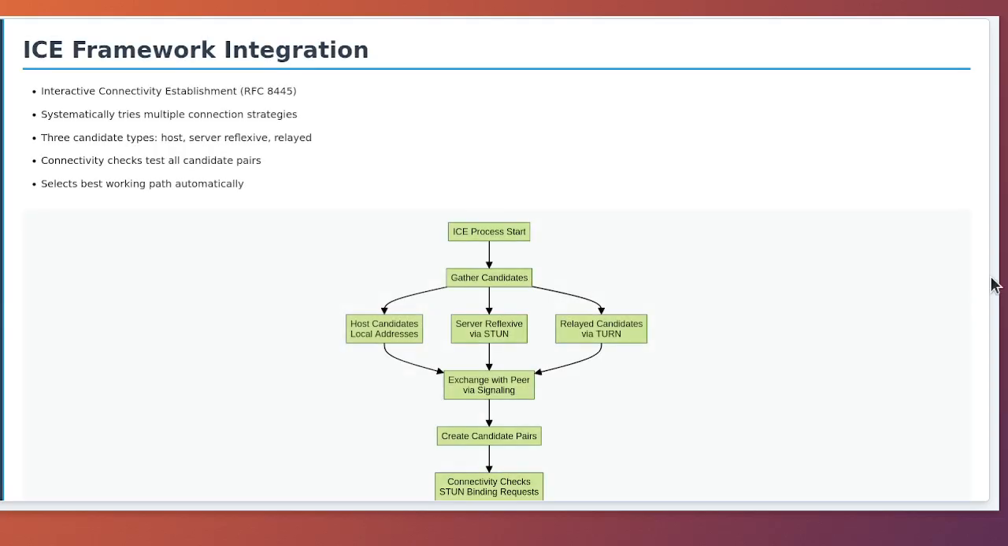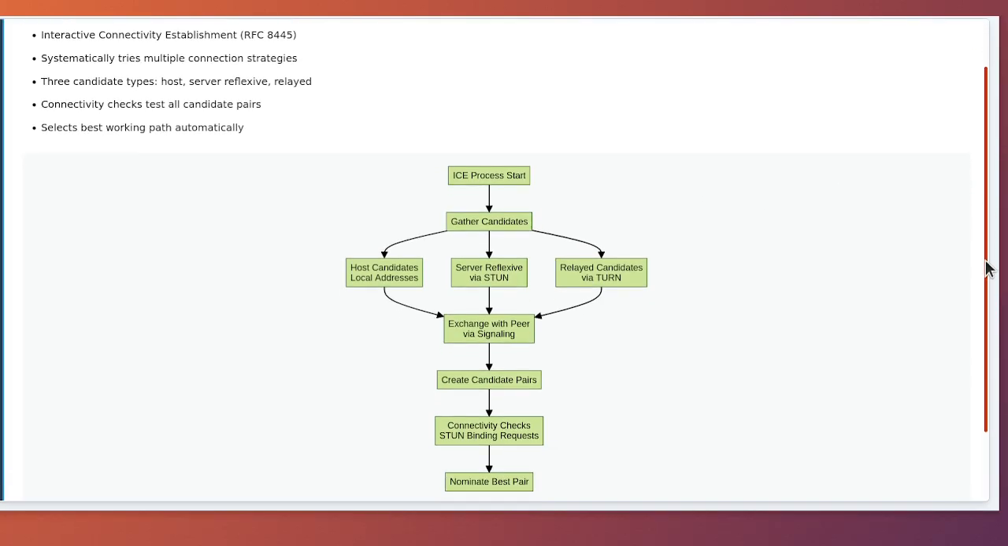ICE framework integration. While STUN and TURN are powerful protocols in their own right, they truly shine when integrated into the ICE framework. ICE stands for Interactive Connectivity Establishment, and it is defined in RFC 8445. ICE is not a separate protocol but rather a framework that systematically uses STUN and TURN to discover the best possible connectivity path between two peers. The genius of ICE is that it tries multiple connection strategies simultaneously and selects the one that works best, providing both optimal performance and guaranteed connectivity.